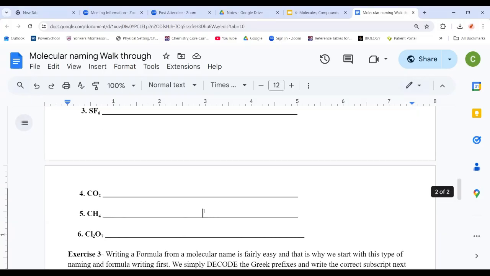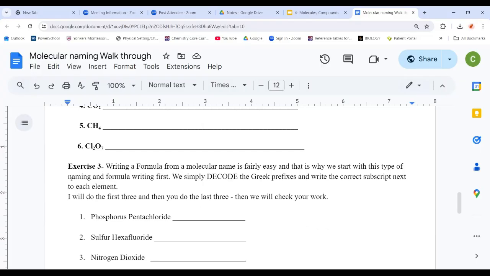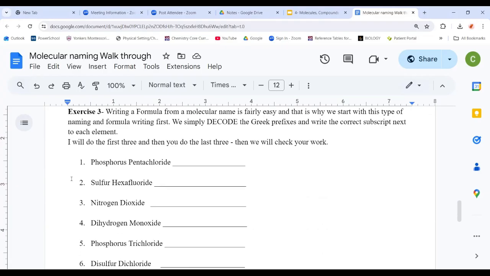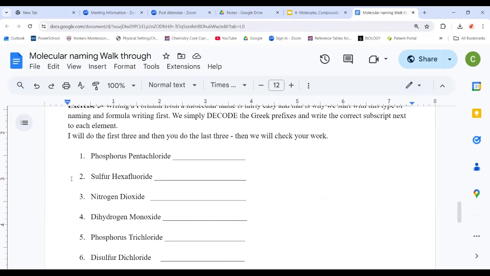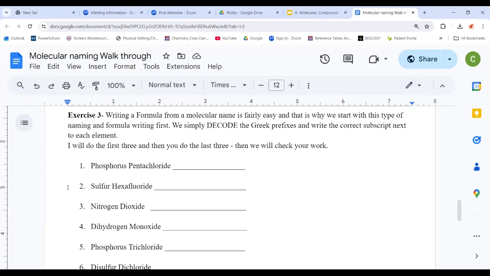Now the next ones are carbon dioxide, carbon tetrahydride, and dichlorine heptaoxide. Now we have to go in the other direction. Going in the other direction, I read the prefixes that are in the name. So this is a name. That's a formula. I'm going to read it, and then I'm going to decode that into a formula.